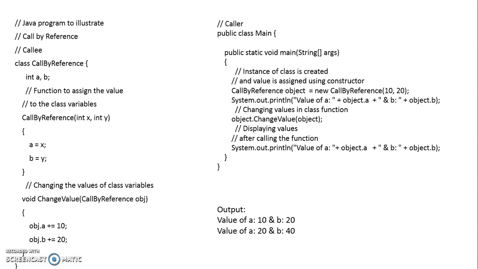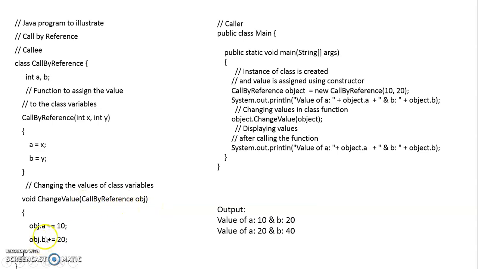Now we will see the example over here. This is call by reference. I have two variables A and B. Here my constructor is there. Now this is my formal parameters x and y. Here the value will be changed. Then here another function is there where I am passing one parameter.